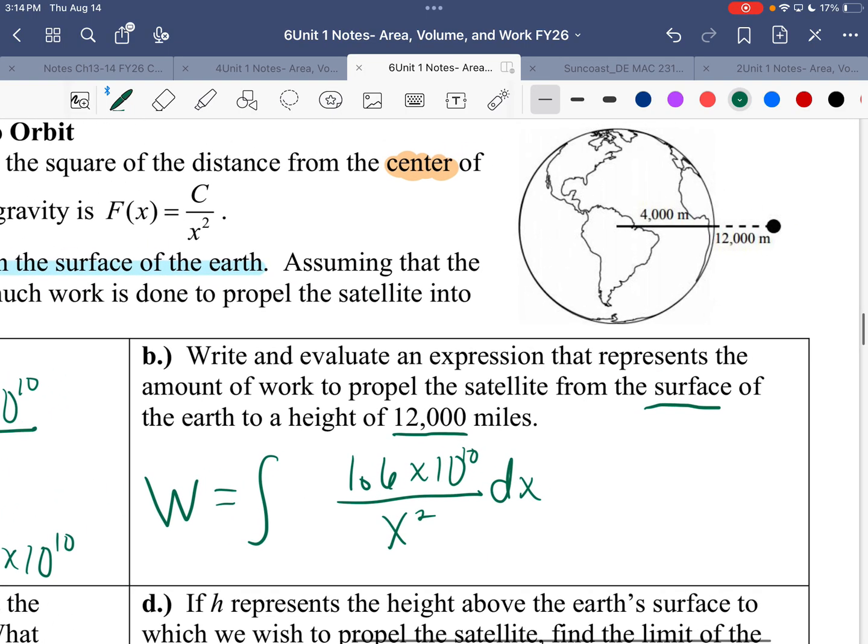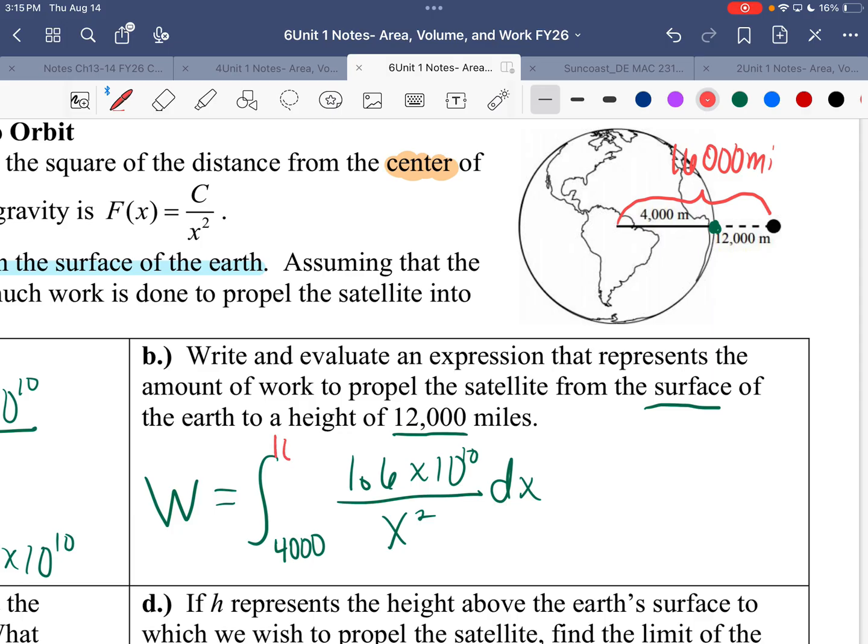That 4,000 miles was where it was relative to the center of the Earth. So where did the satellite start relative to the center of the Earth? 4,000 miles from the center of the Earth. The satellite starts already 4,000 miles from the center of the Earth. And then it's shooting 12,000 miles off of the surface of the Earth. So how far from the center of the Earth did the satellite actually go? 16,000 miles.